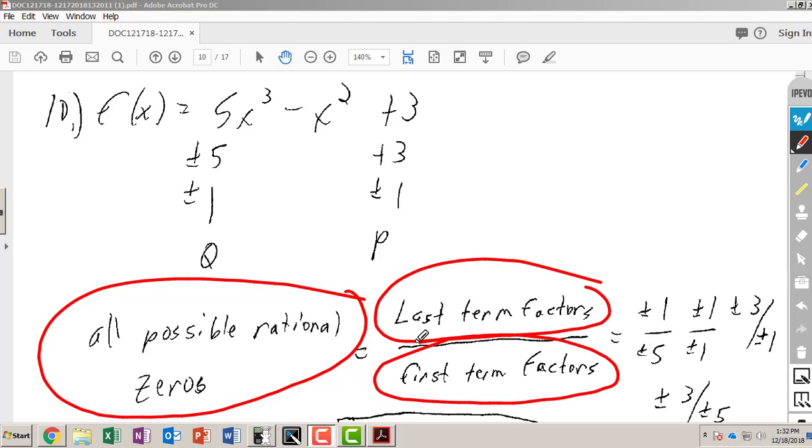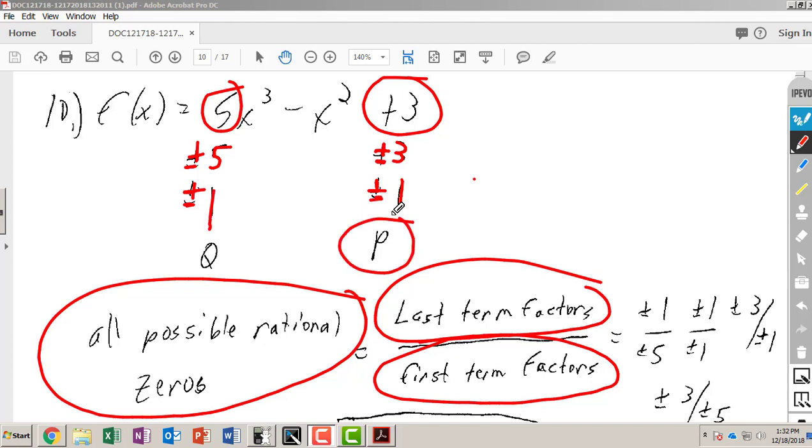As I look at my last term, here's my last term, 3. So here are my possible factors: plus or minus 3 and plus or minus 1. Remember, factors are numbers that go into another number evenly. So the two numbers that go into 3 evenly are 3 and 1. Now I list the factors of my first term, which is 5. All the possible factors that go into 5 are plus or minus 5 and plus or minus 1.